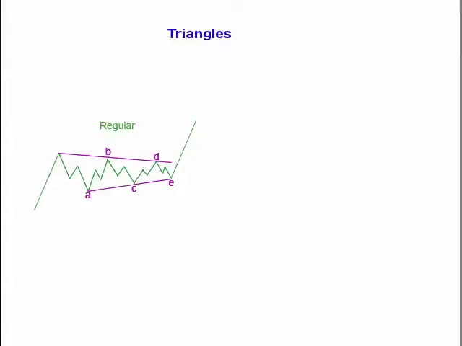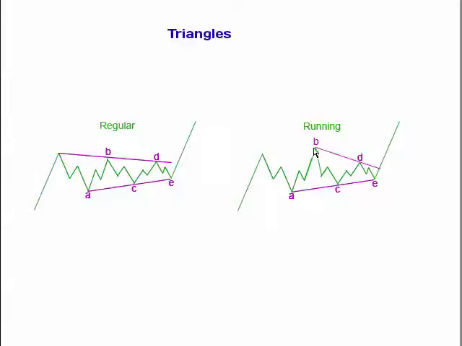There's another distinction between different types of triangles. For all those three types, contracting, expanding and barrier, they can either be regular or running. The difference between a regular triangle and a running triangle is where the B wave ends. This example is using the most common contracting triangle. For a regular contracting triangle, the B wave does not move beyond the start of the A wave. It does not make a new price extreme.